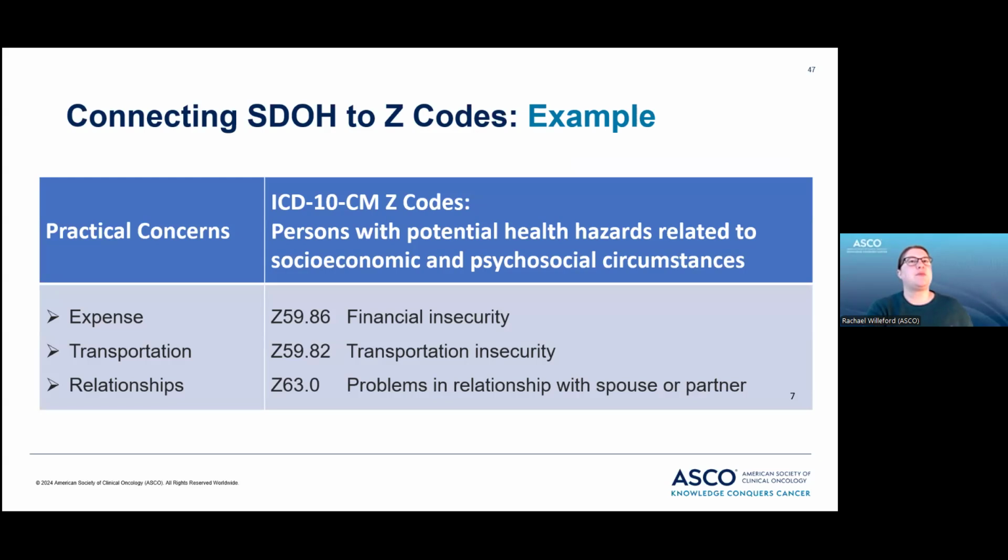Well, since the patient has practical concerns involving their expenses and financial issues, their transportation and relationships, these can be linked to actual Z codes that are diagnosis codes. You can find problems with money and finances, transportation insecurity, marital problems. Those are located with the ICD-10-CM index. Now, these codes would then be confirmed in the tabular index of the code set to ensure that you are correctly coding these conditions. In 2025, some of these categories may even be more granular as there are additional Z codes being added to the code set.